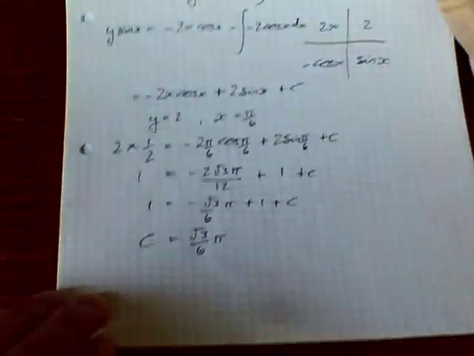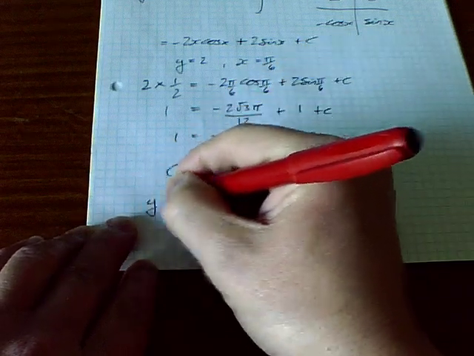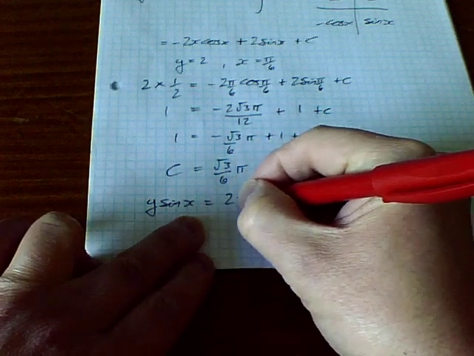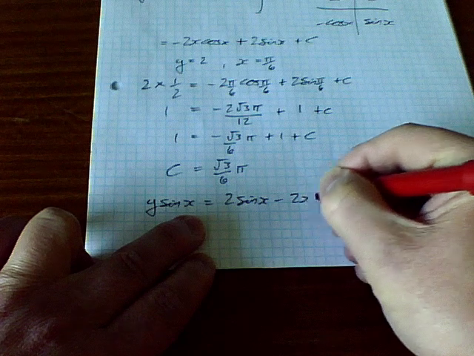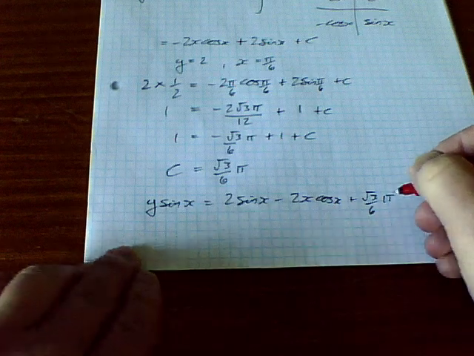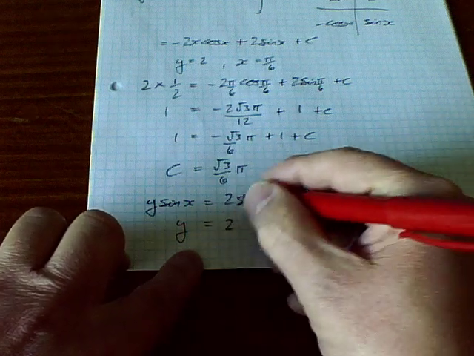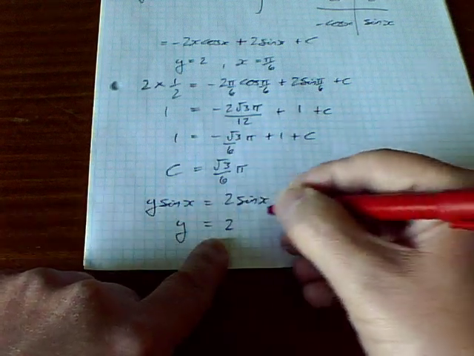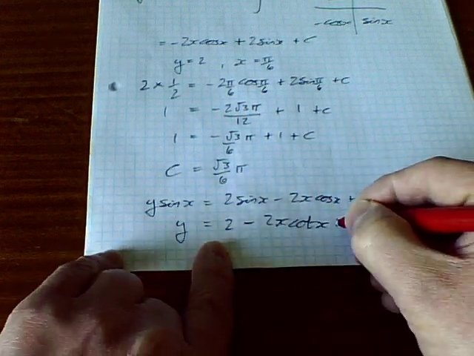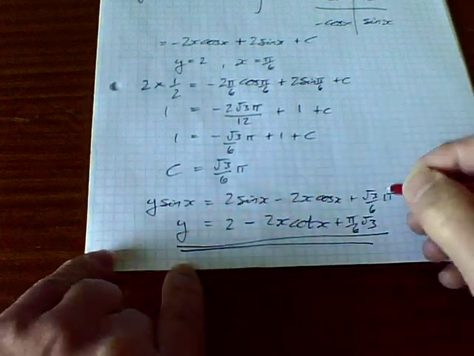Now, the final step then is to write out my particular integral here. So I'm going to end up with y sine x then equal to 2 sine x minus 2x cos x plus root 3 over 6 pi. Divide through by sine x, I get y equals 2, so that cancels. Cos x over sine x is cot x, so minus 2x cot x plus pi by 6 root 3, and that is the answer to question 3.